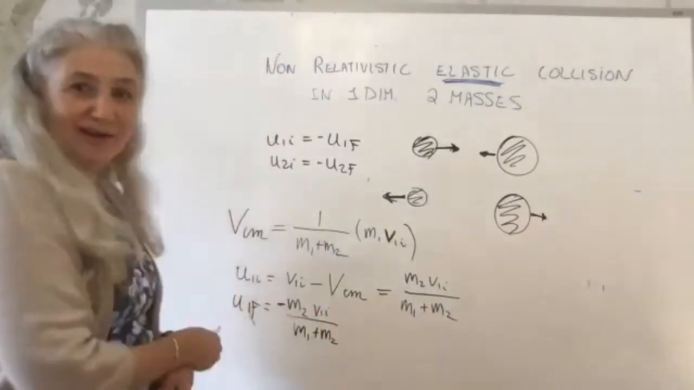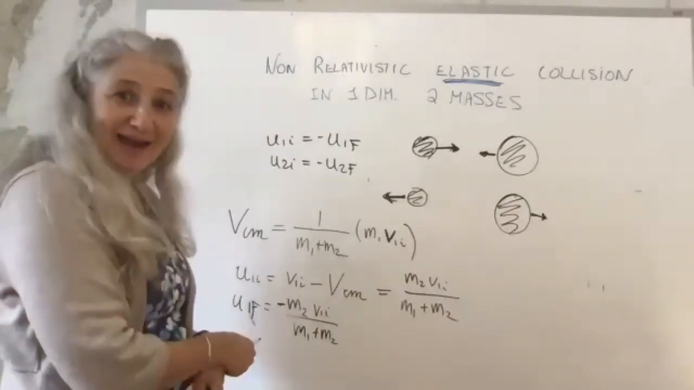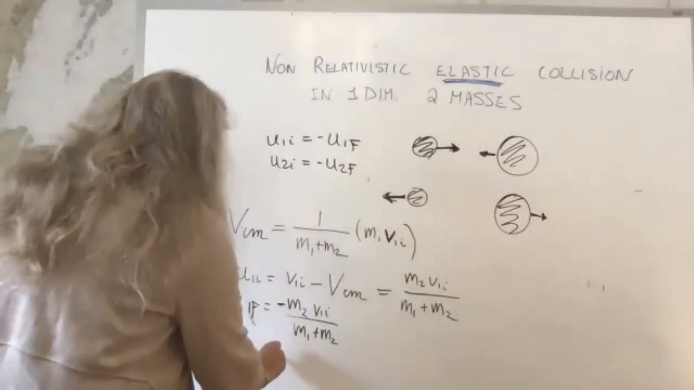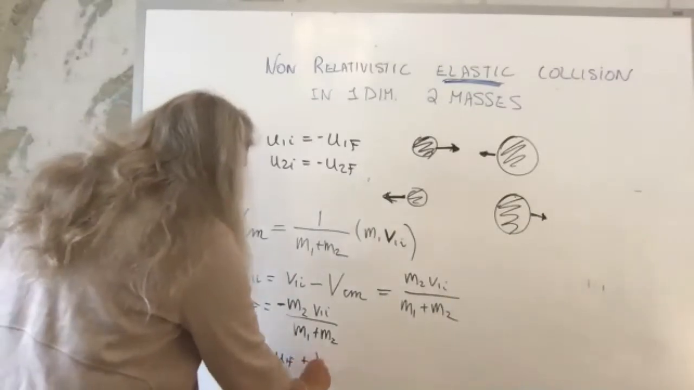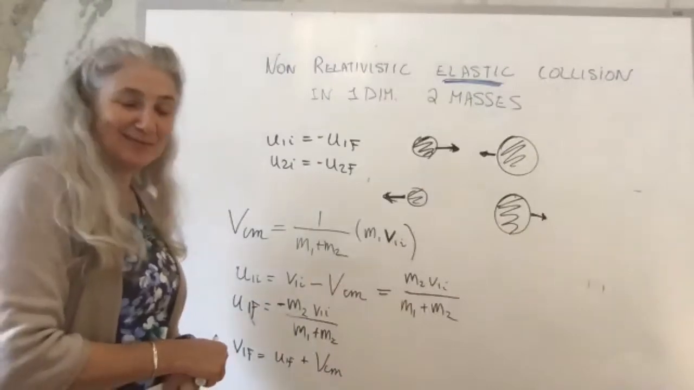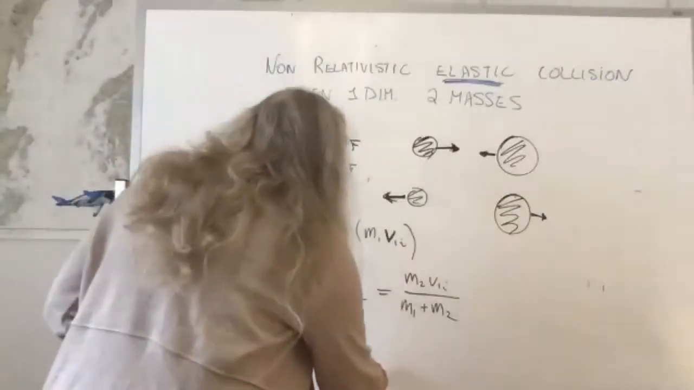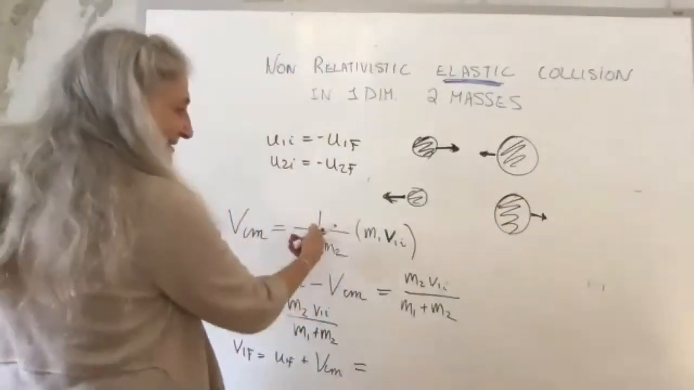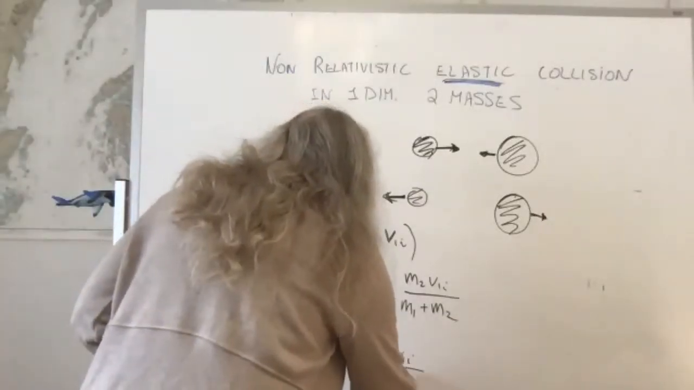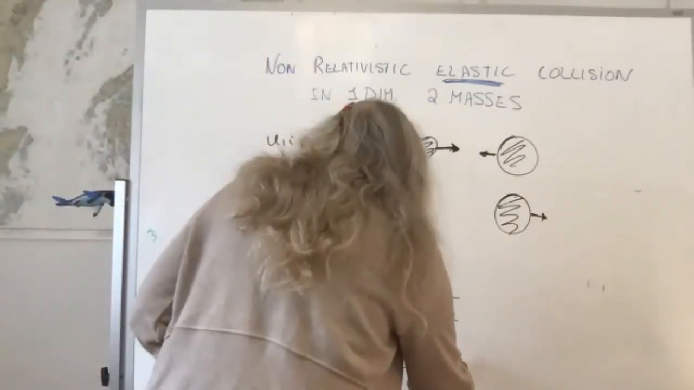And now I know the final velocity of the first mass in the center of mass frame. Now I can go back into the lab frame. So v1f, I just add in, is u1f plus the center of mass velocity. So I subtracted the center of mass velocity to go into the center of mass frame. Now I add the center of mass velocity back to go back into the lab frame. And so I'll add this to that. Okay, so this will be m2 v1i over m1 plus m2, that's this, plus this plus m1 v1i.